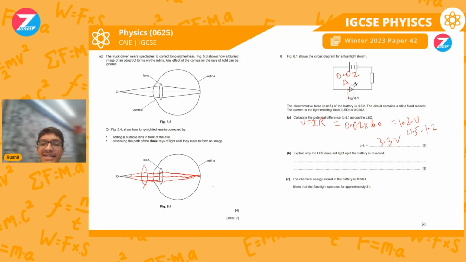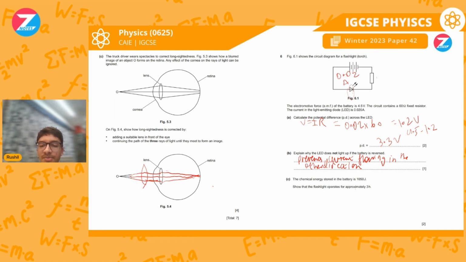Explain why the LED does not light up if the battery is reversed. So we know that at the end of the day, the LED is just a diode which prevents current flowing through the other direction. It basically allows current to flow in one specific direction. The chemical energy stored in the battery is 1050 joules.